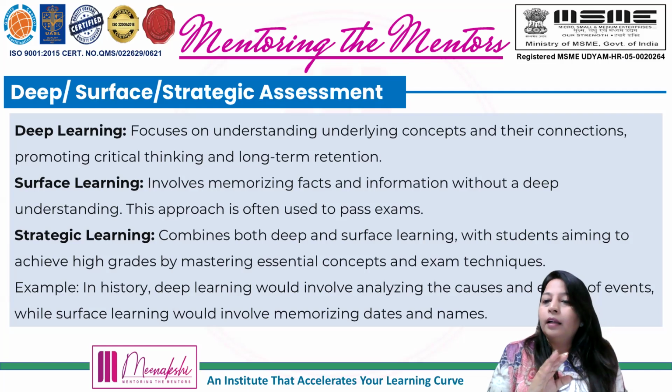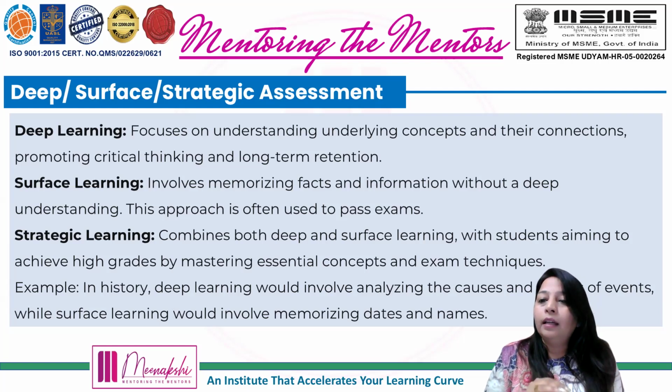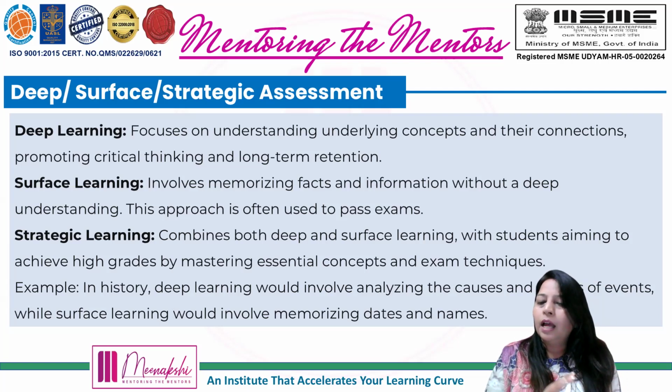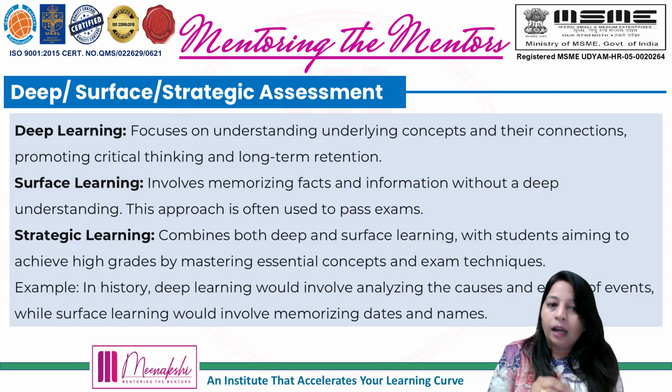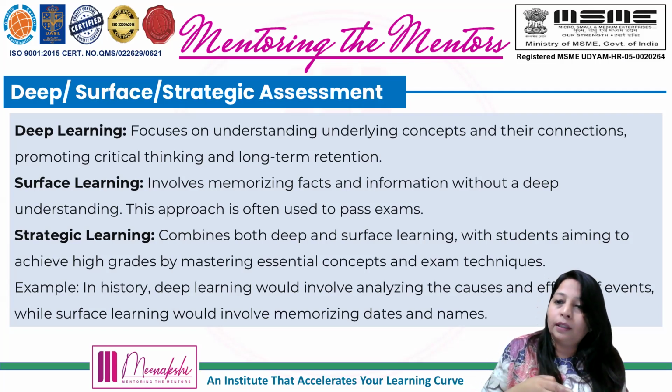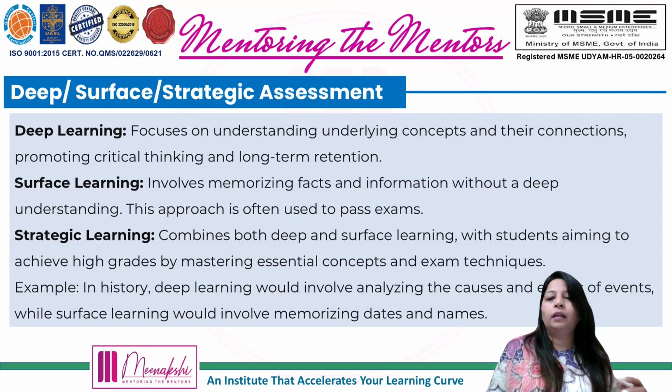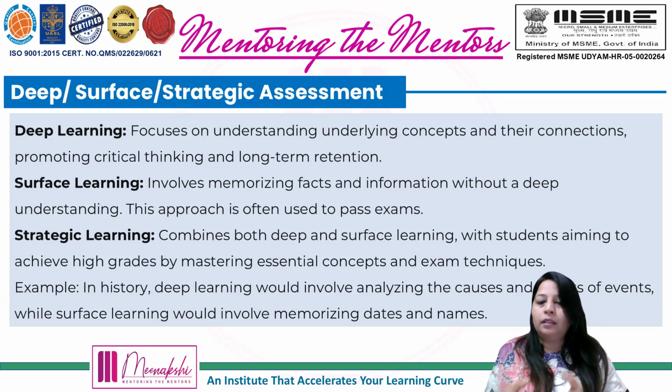And the third point is strategic learning, right? It combines both deep as well as surface learning. The students aim to achieve high grades by mastering essential concepts and exam techniques. So in history, if we talk about it, deep learning would be analyzing the causes and the effects of the event. They will be able to analyze why this happened, what the causes are, what the effects of that are. While surface learning would involve just memorizing the names and the dates.